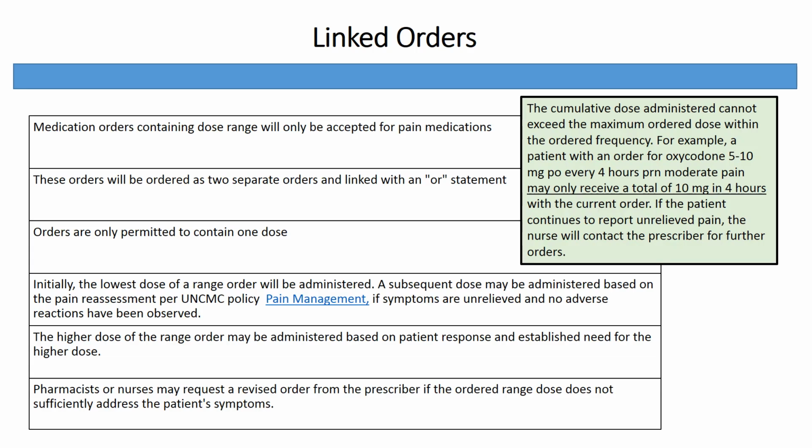Okay, linked orders. The cumulative dose administered cannot exceed the maximum ordered dose within the ordered frequency. So, for example, a patient with an order of oxycodone 5 to 10 milligrams PO every 4 hours for moderate pain may only receive a total of 10 in the 4 hours with the current order. If the patient continues to report unrelieved pain, the nurse will contact the prescriber for further orders. So the linked orders, usually this has to do with the dose range.